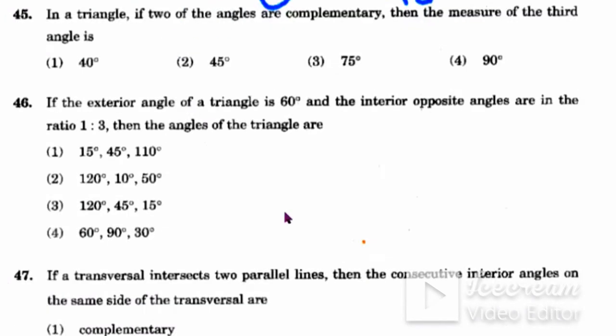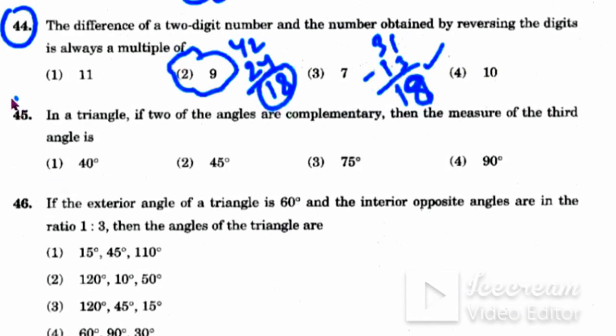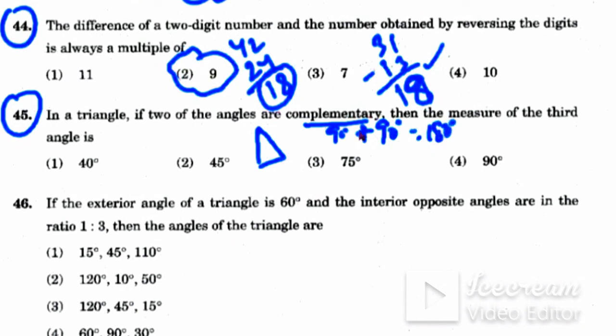Next question, we will check question number 45. In a triangle, if 2 angles are complementary, then the measure of the third angle is? Complementary means 90 degrees. The angle sum of a triangle is 180 degrees, the complete measurement of one triangle. So you will have the third angle of 90 degrees. So answer is 4.